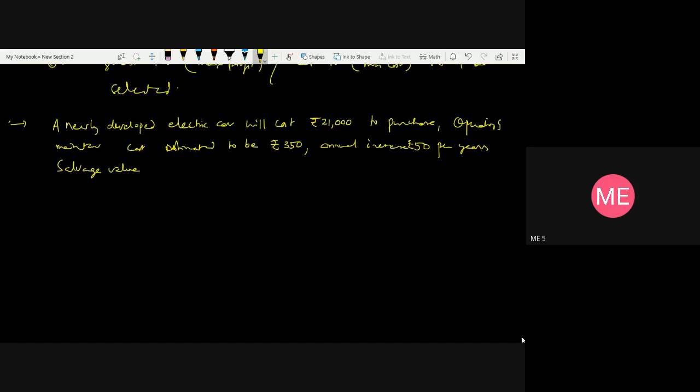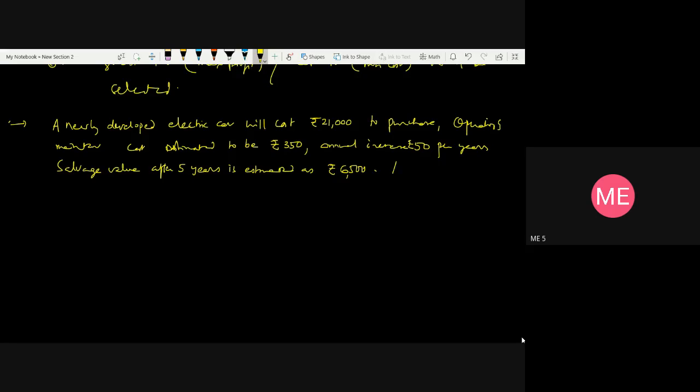Salvage value after 5 years is estimated as say rupees 6,500. So at the end of 5 years, if I sell this car, I'll be getting 6,500. That is the salvage value.